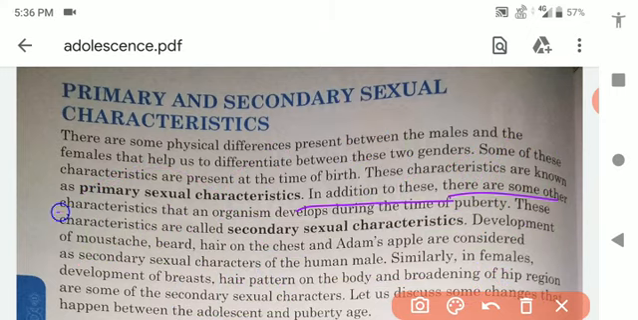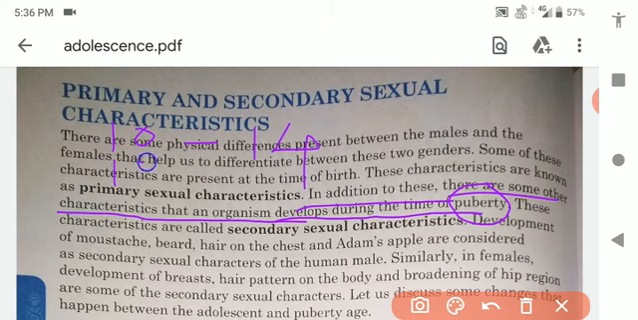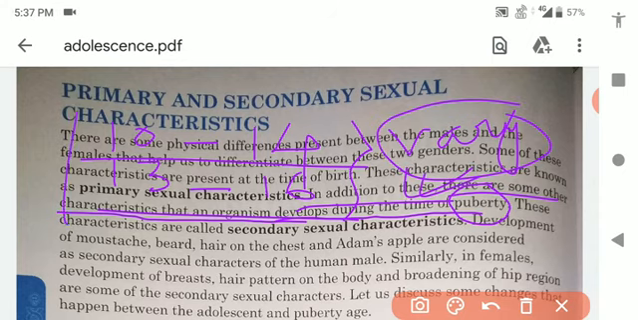In addition to these, there are some other characteristics that an organism develops during the time of puberty. So what is the time of puberty? In girls, it is from 12 to 14, and in boys, it is from 13 to 16. But this time varies, meaning it can change from individual to individual. A girl or boy can develop at a different time. So it is not an exact time of adolescence, although some start very early at the age of 9 and continue till 15 or 16, like that.